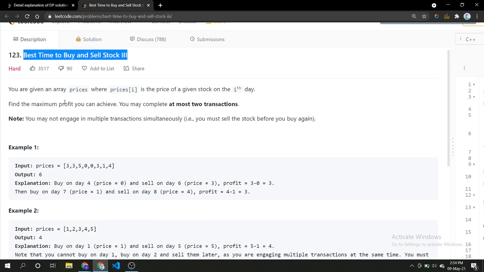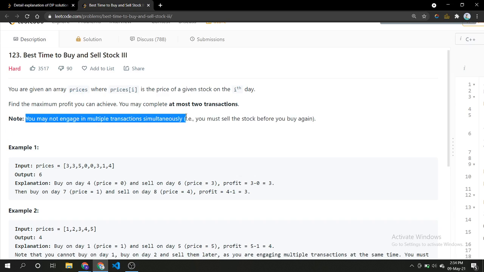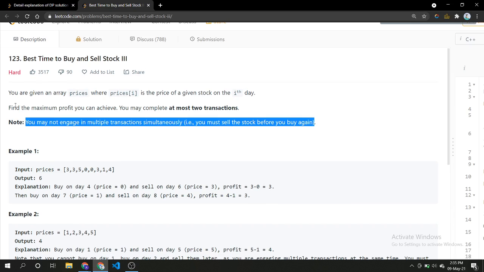we are given prices of stocks on every day from day 1 to day n, and we can do at most two transactions. In one transaction we can buy a stock and sell a stock, and there is a condition that we cannot engage in multiple transactions simultaneously. That means that if I have bought a stock, then I have to sell it first, and only then can I buy another stock, and I can only do it at most twice. So how do we approach this?